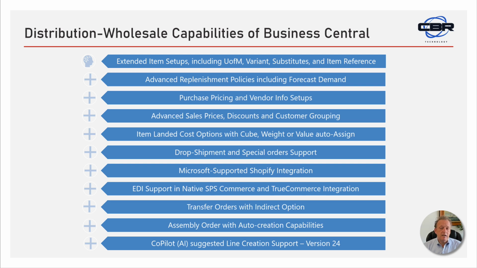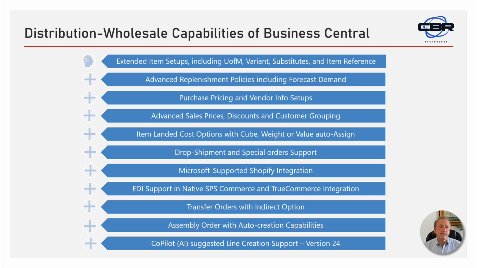Obviously, the extended item setups are critical. Multiple unit of measures, capability of generating variants, substitution tracking, and the ability to do item references are quite critical in the wholesale industries. Also, replenishment policy definitions, including the ability to do forecast demand scheduling for any items in question. A demand forecast in Business Central is referring to the ability to generate seasonal item fluctuations from month to month or period to period that can be configured as part of the demand forecast. We'll be going over any of these items in greater detail later in the video.